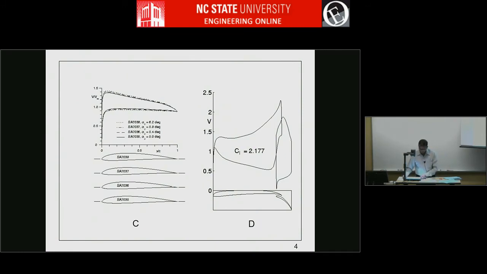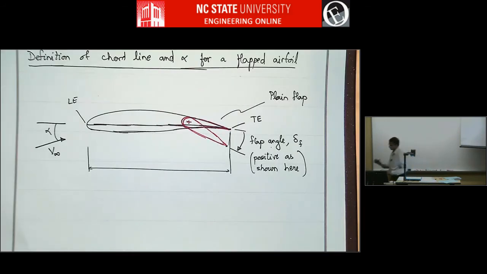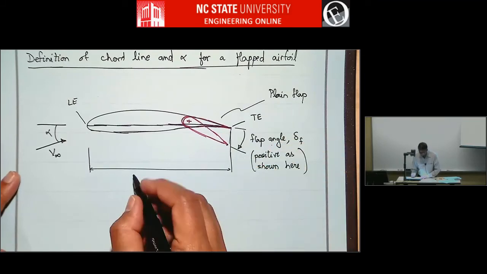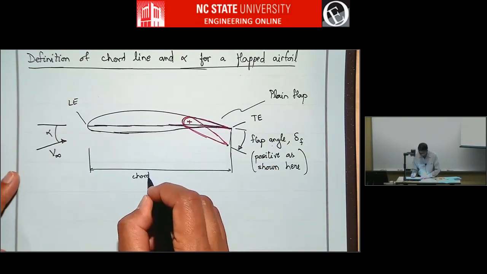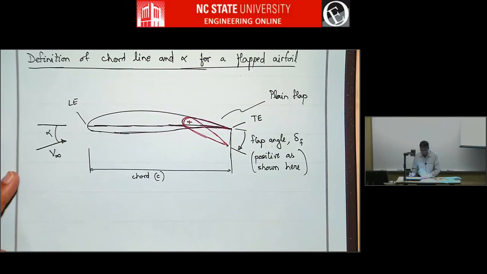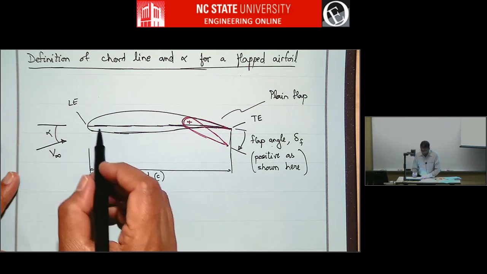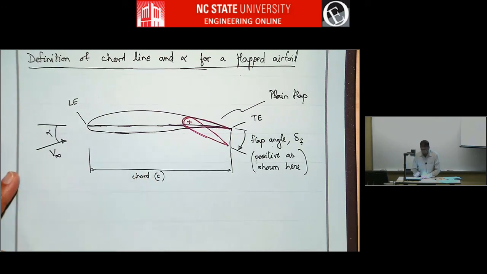Okay, so we'll talk some more about this, but this length is the chord length. Usually that's what is used as the reference chord. Okay, so this original chord length is what is used as the chord C, even for the deflected case. And that is the line that's used for angle of attack definition.